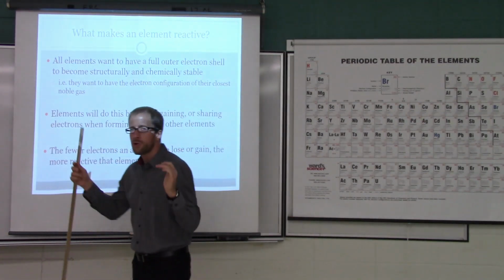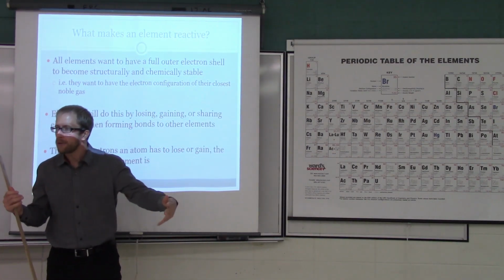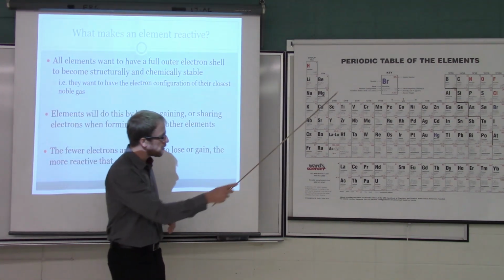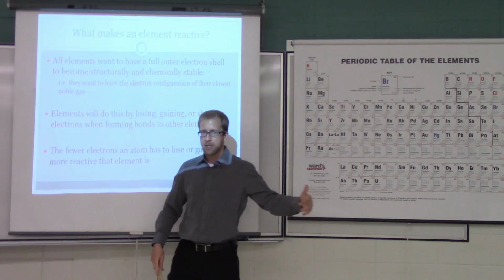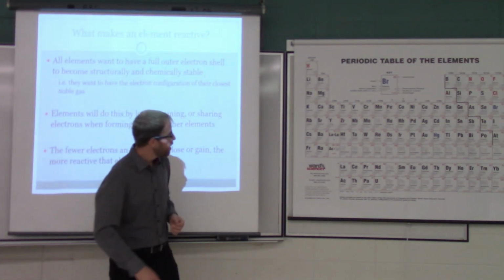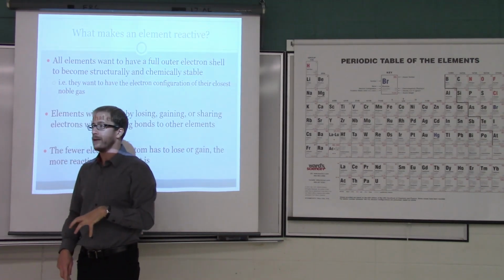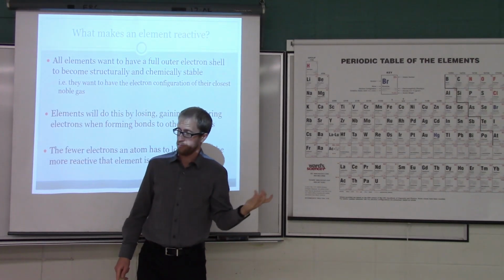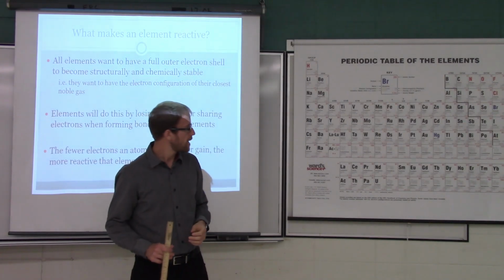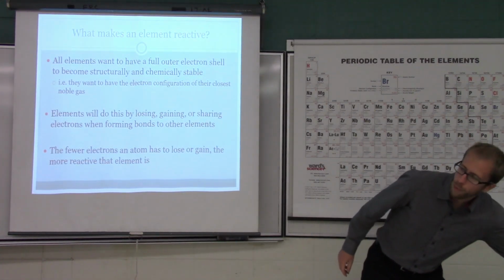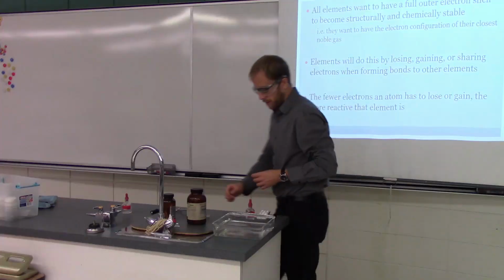So the closer you are to looking like your nearest noble gas, the more reactive that element is, right? Your halogens will desperately try to gain 1. They'll react with just about anything. Your alkali metals desperately want to lose 1, right? They'll react with pretty much anything. So let's do a little example of that. I've actually brought with me some alkali metals here.